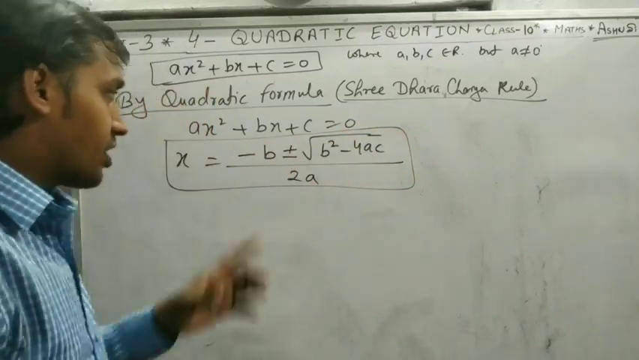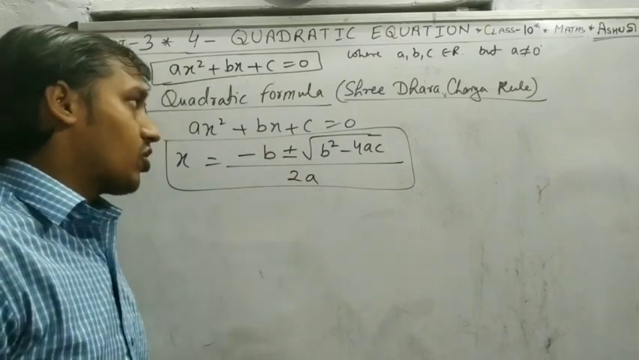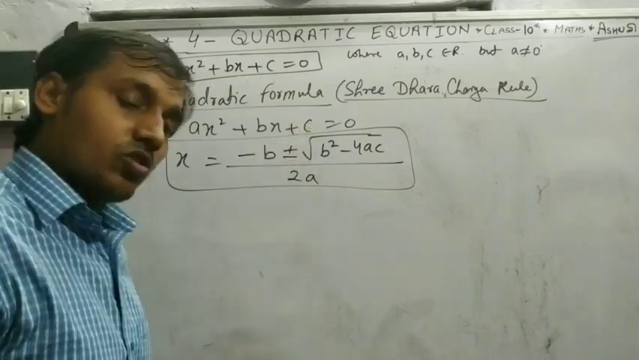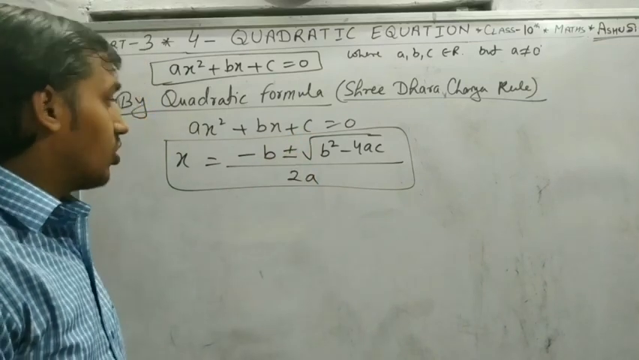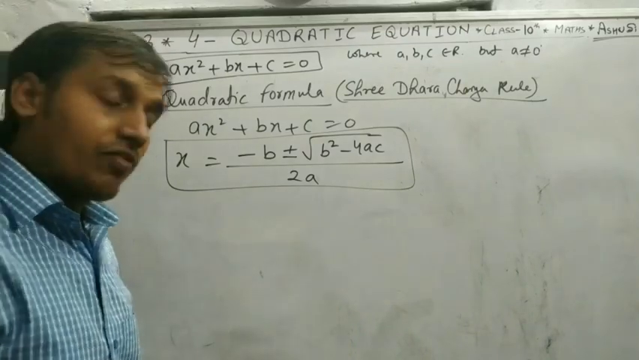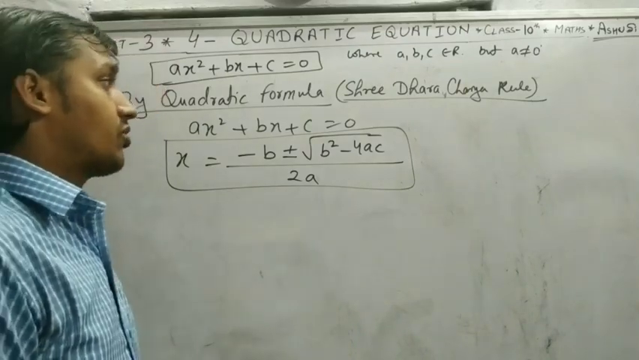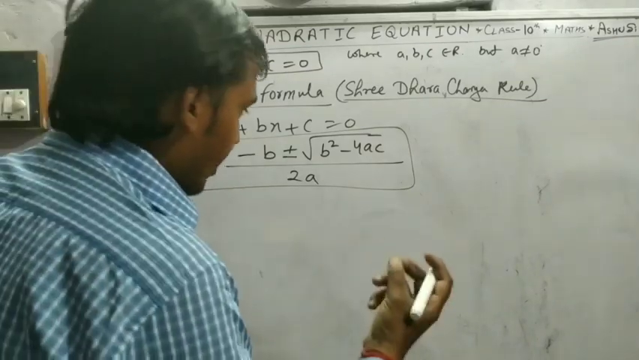where a is the coefficient of x square, b is the coefficient of x, c is the coefficient of x to the power 0, or you can say it's a constant term. So today we want to see how we find the zeros of the quadratic equation by using the quadratic formula. So take a simple example first.